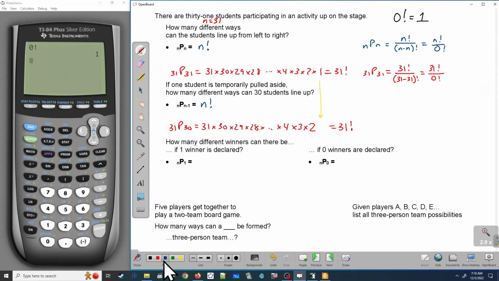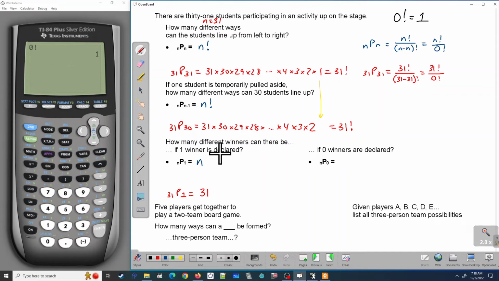Now, if I was only going to have 1 student out of the 31 win a prize, I really don't need to do much for the multiplication counting principle because literally I would only have to write 1 blank and it's 31. So when I'm only choosing 1 item from n objects, I'm only going to have n possibilities.